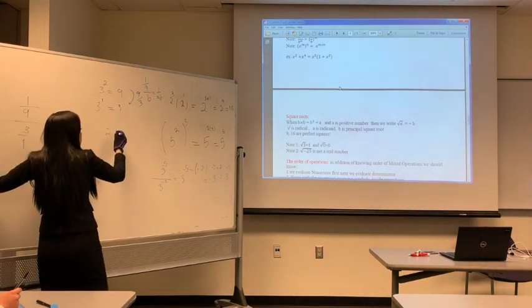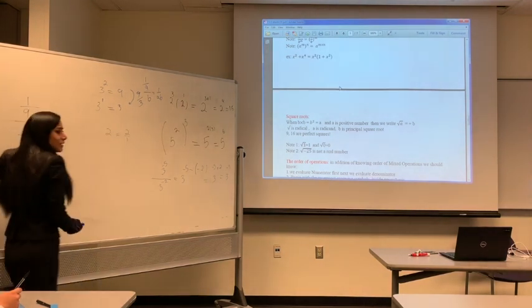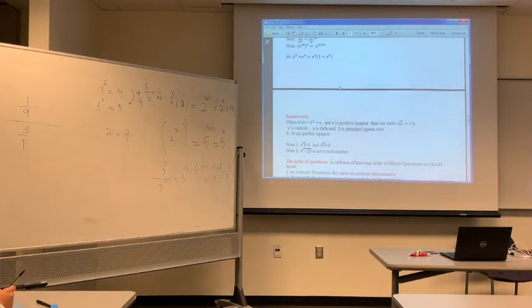Any 2 means 2 over 1 because any number divided by 1 is itself. Is that correct? Yes. Do you get that? Yes. So instead of 3, put 3 over 1. And then this is so easy. If you have more complicated numbers, this trick works really good.